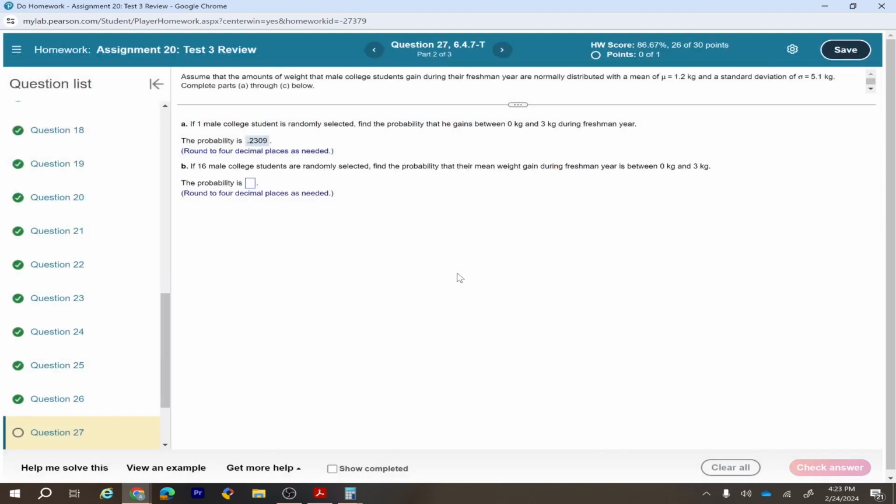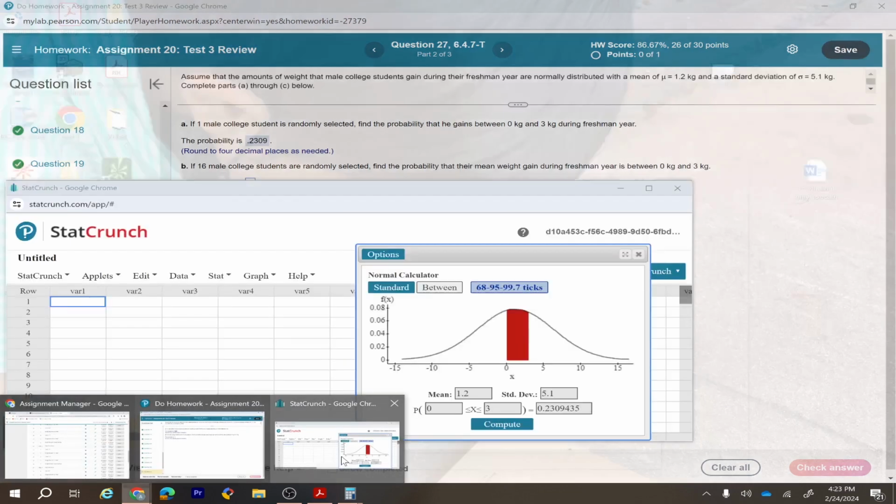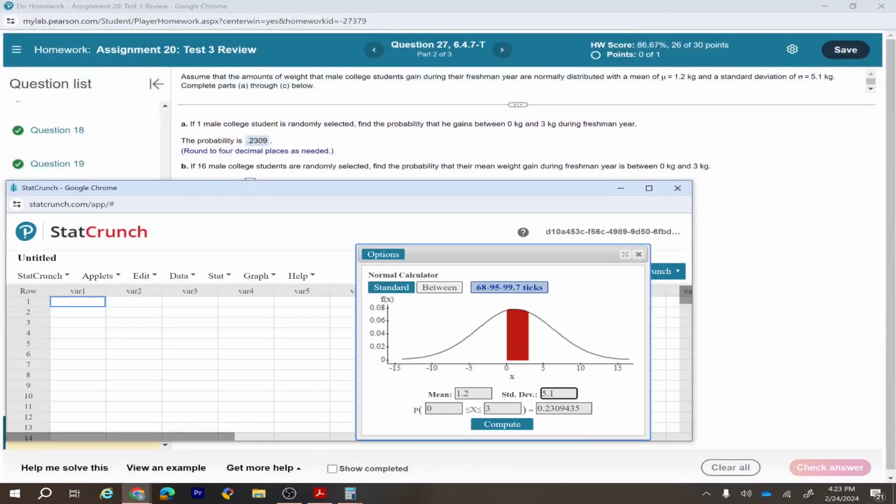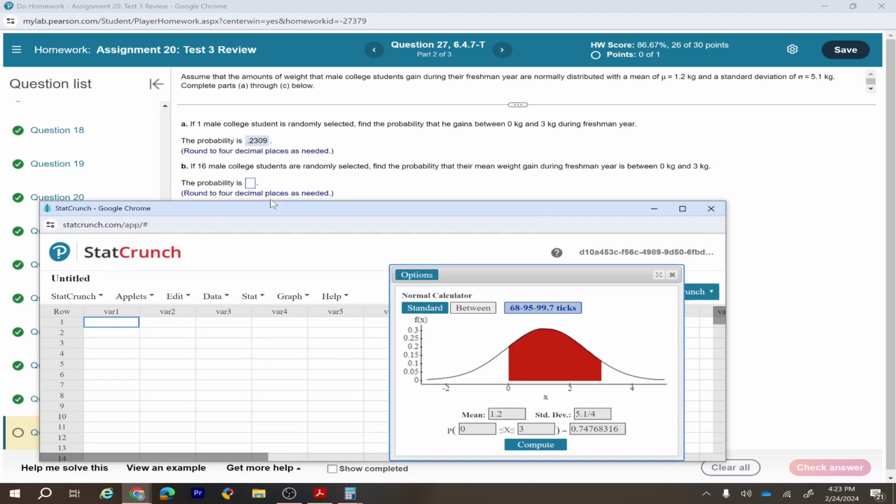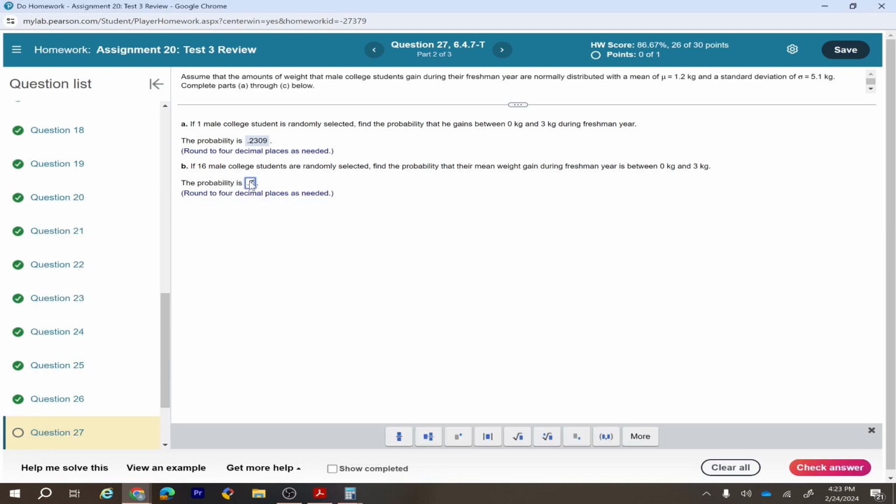If you select 16 male college students, that means it's a sample, so you have to divide the standard deviation by the square root of 16, which is 4. And now the probability is 0.7477. Remember, we are using the central limit theorem here because the original population is normally distributed.